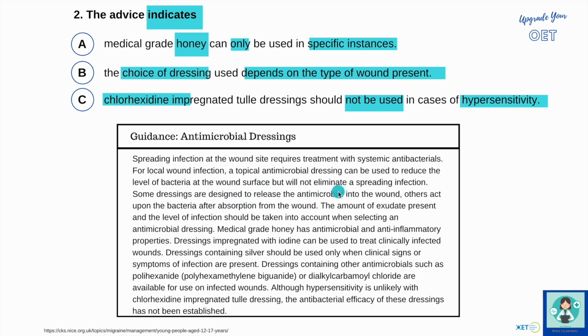Remember, you're not reading from left to right. You're just letting your eye wander. And I found it here. Medical grade honey has antimicrobial and anti-inflammatory properties. Does it say it can only be used in specific instances? Not really. Let me go back and check. The amount of exudate present and the level of infection should be taken into account. Medical grade honey has these properties. It doesn't say anything about when I can or can't use it particularly.